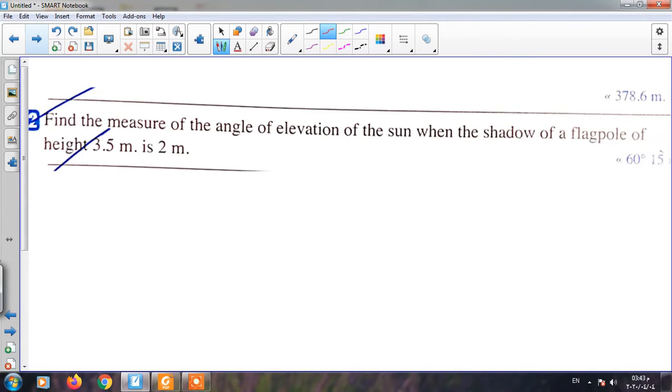Next question. Find the measure of the angle of elevation of the sun when the shadow of a flagpole of height 3.5 meters is 2 meters. Another time, find the measure of the angle of elevation. You have a flagpole.